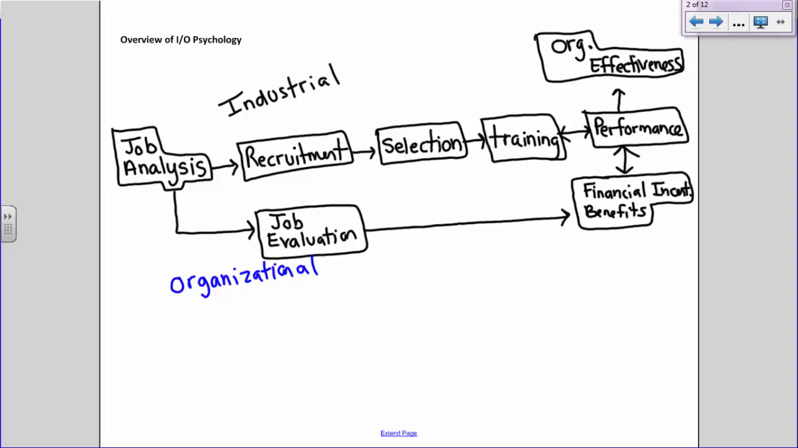Again, we are looking at performance, right? Because that still matters in organizational psychology. A lot of times the way that employees think and feel and experience their work have an impact on performance. And so some of those things that impact performance would be like organizational culture and climate.